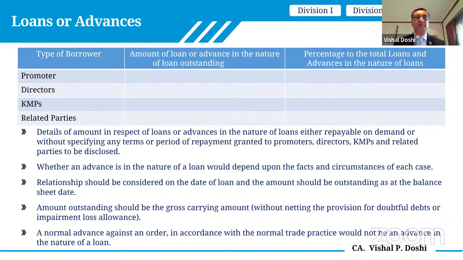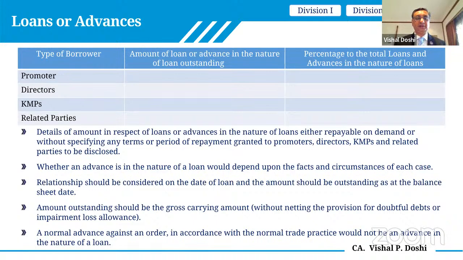अगर loan है तो ठीक है, तब तो clear cut आपका आ जाएगा. But if there are advances given, which are in the nature of loans actually, then that also has to be reported. Another important aspect is that the nature of relationship, मतलब promoter, director, KMP, related parties has to be checked as existing on the date of the loan or the advance that has been given.